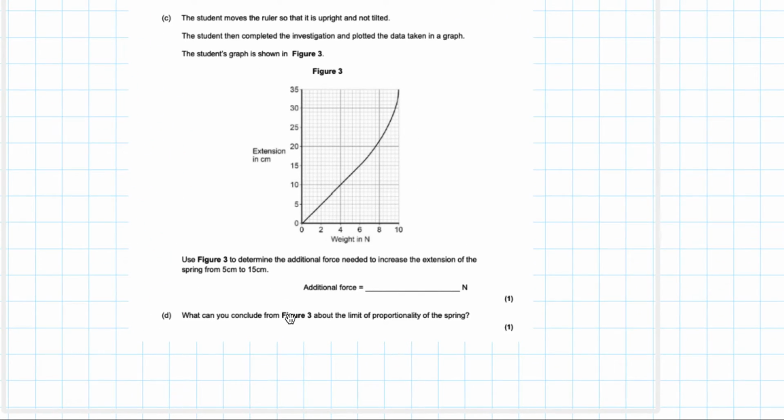The student moves the ruler so that it's upright and not tilted. The student then completed the investigation and plotted the data taken in a graph. Use figure 3 to determine the additional force needed to increase the extension from 5 to 15 centimeters.